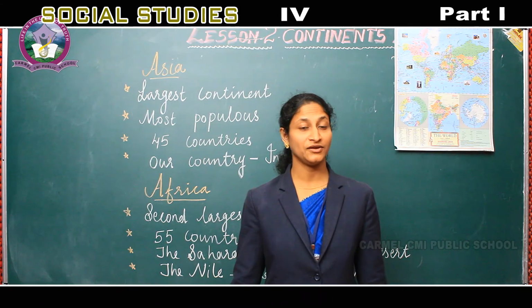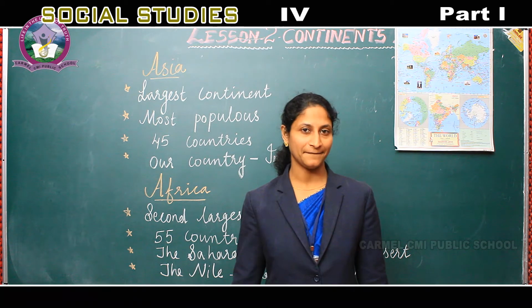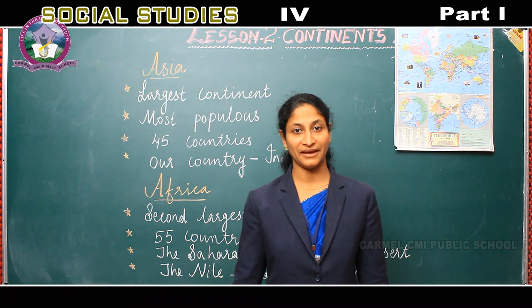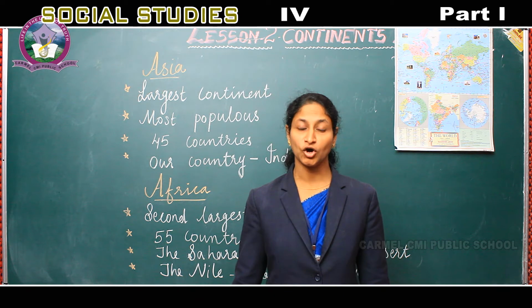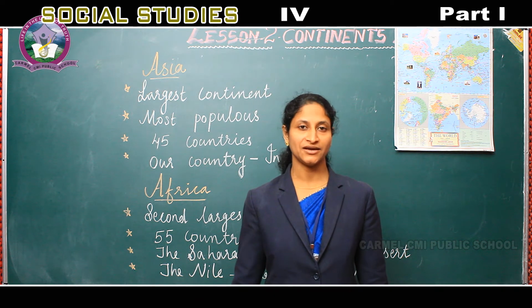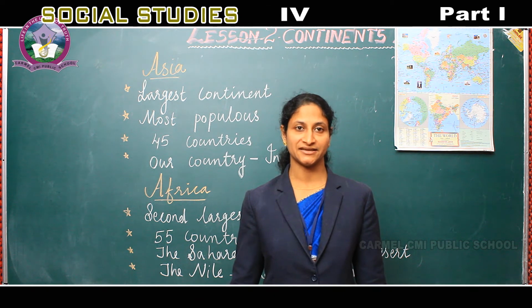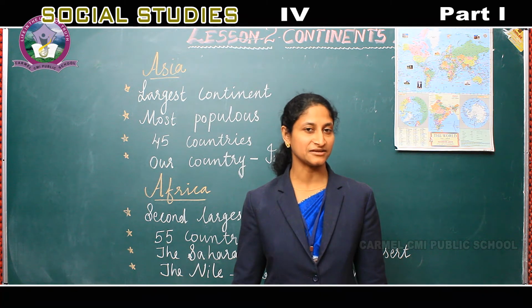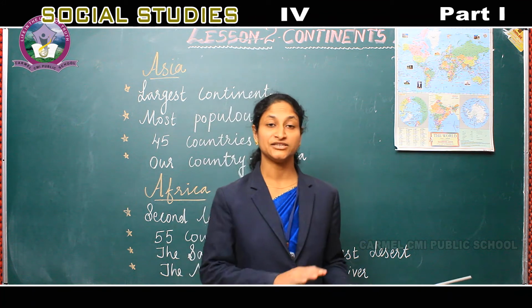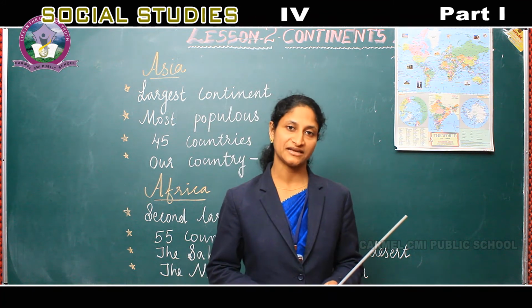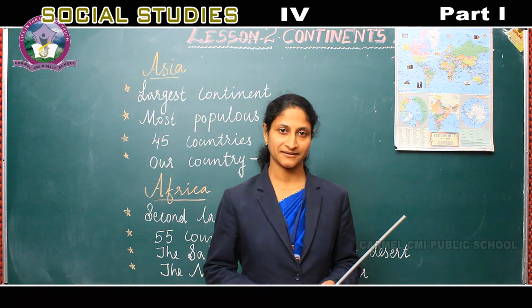Children, we are all familiar with the word map. What do you mean by a map? A map is a drawing of the whole earth or a part of it on a flat surface. Can you give some examples of a flat surface? See, the blackboard and the top of the table are some examples of flat surfaces.